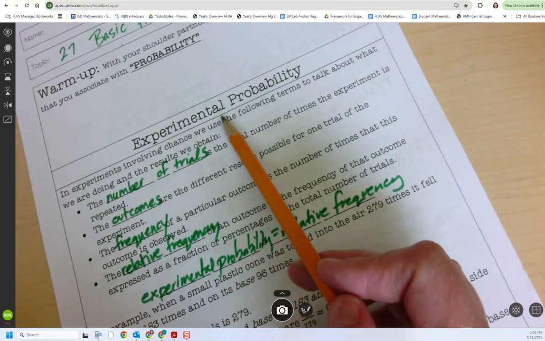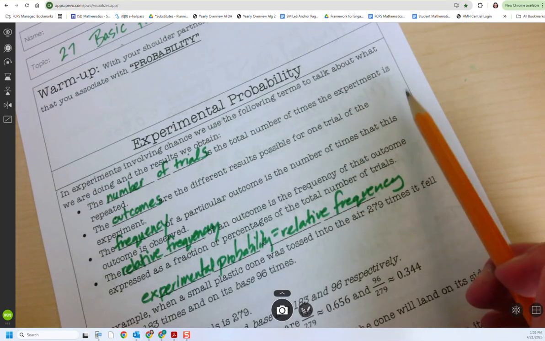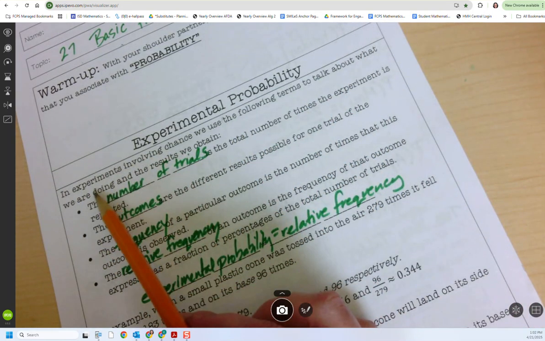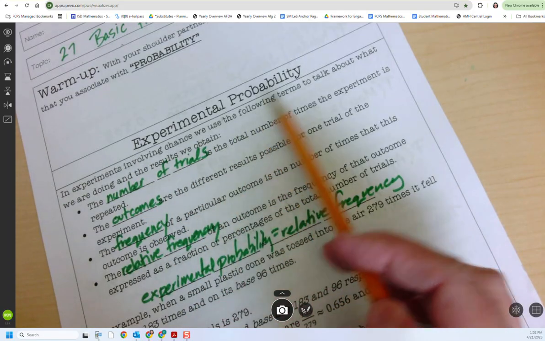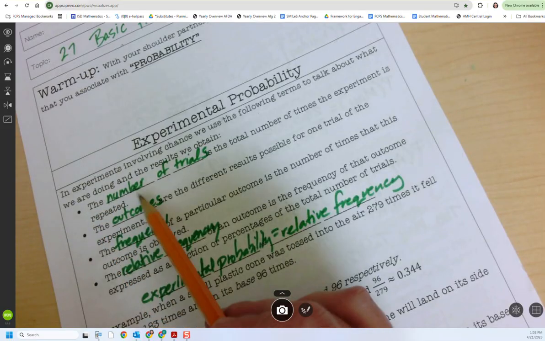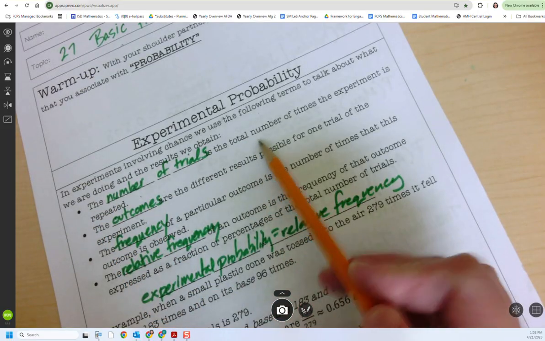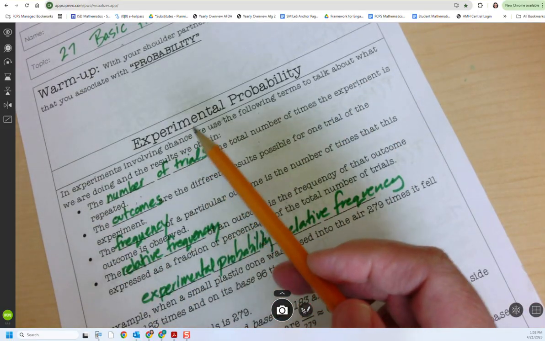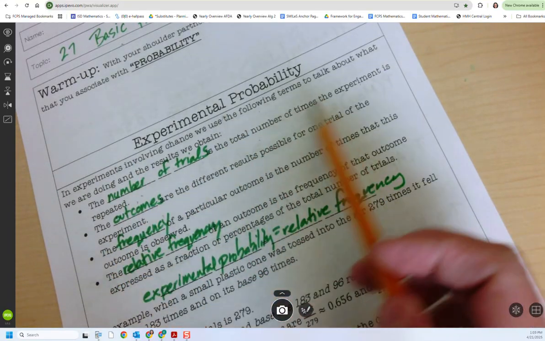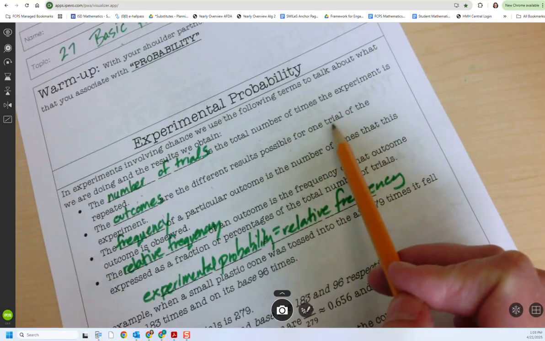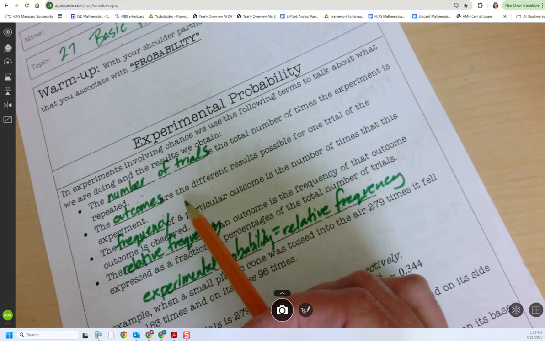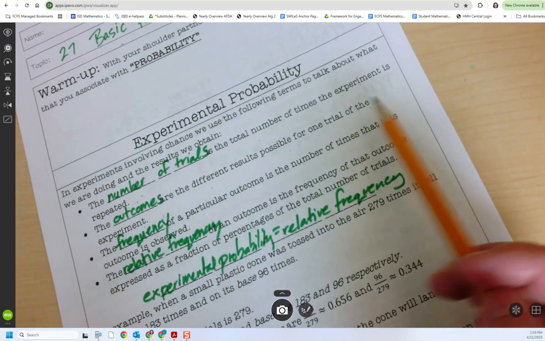First, we're going to talk about experimental probability. This happens when you do an experiment, like throwing dice. That's an experiment. In experiments involving chance, we use the following terms to talk about what we're doing and the results we obtain. So we talk about the number of trials, and that's the number of times the experiment is repeated. So in the dice throwing example, how many times did you throw the dice? The outcomes are the different results possible for one trial of the experiment. So in the dice example, the outcomes would be 1, 2, 3, 4, 5, 6.